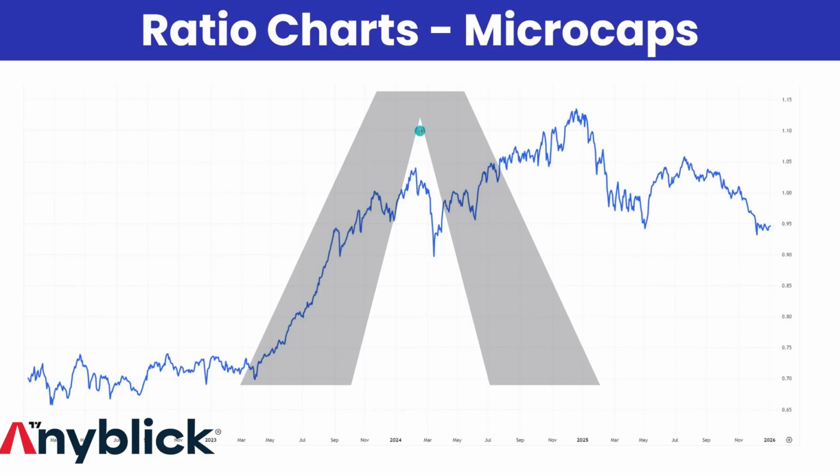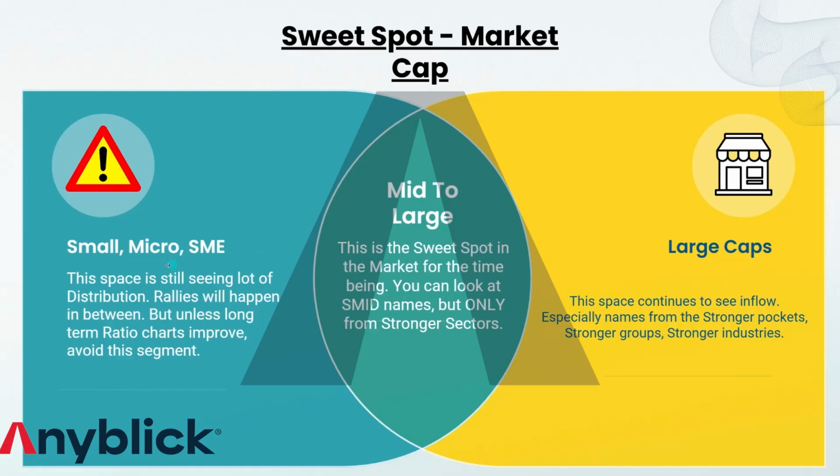I don't have the SME index, else I would have shown you how SME index has actually underperformed the micro cap also by a huge margin. So this particular pocket, I'll just read a couple of things. That is the small, micro, SME. Now this space is still seeing a lot of distribution, a lot of money outflow.